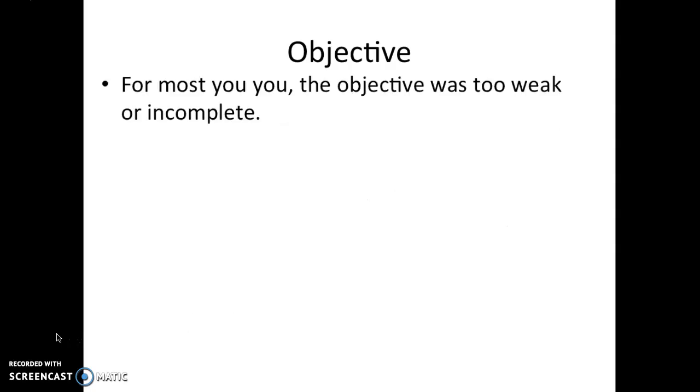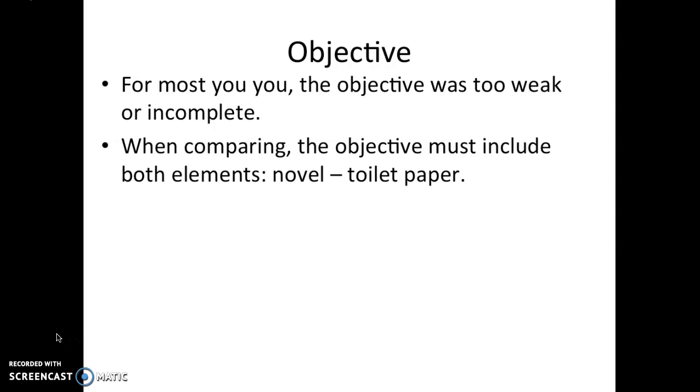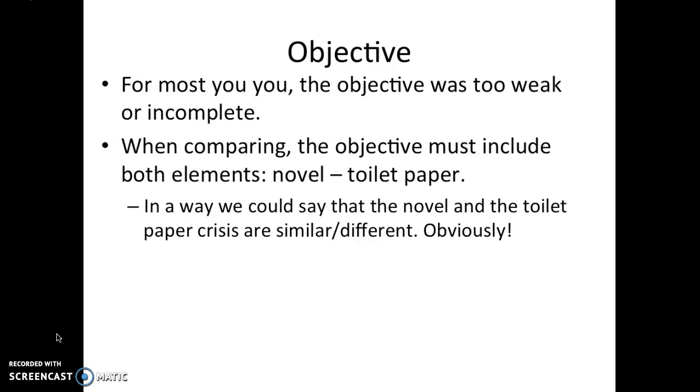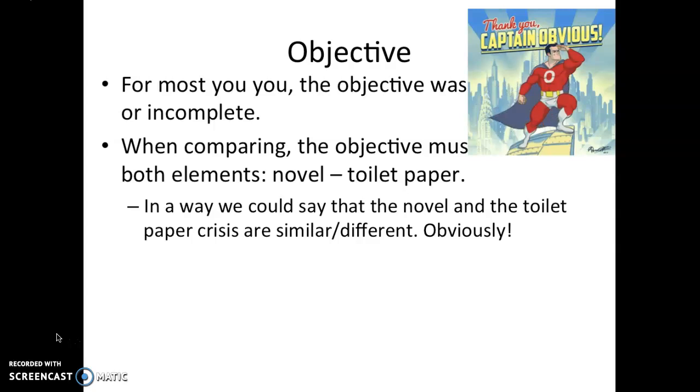For most of you, the objective was too weak or incomplete or unclear. I wasn't too sure what you were talking about. Now, when comparing two sources, the objective must include both elements. In this case, what you were asked to do was to include the novel and the toilet paper crisis. Now, some of you did something like this: in a way, we could say that the novel and the toilet paper crisis are similar or different. Well, thank you, Captain Obvious, but this is super obvious, right? Because it was part of the question: how does Bernard Marx in chapter 11 compare to toilet paper? So if you just say that, you haven't told me what the objective of your oral presentation is. This is too weak, unclear.